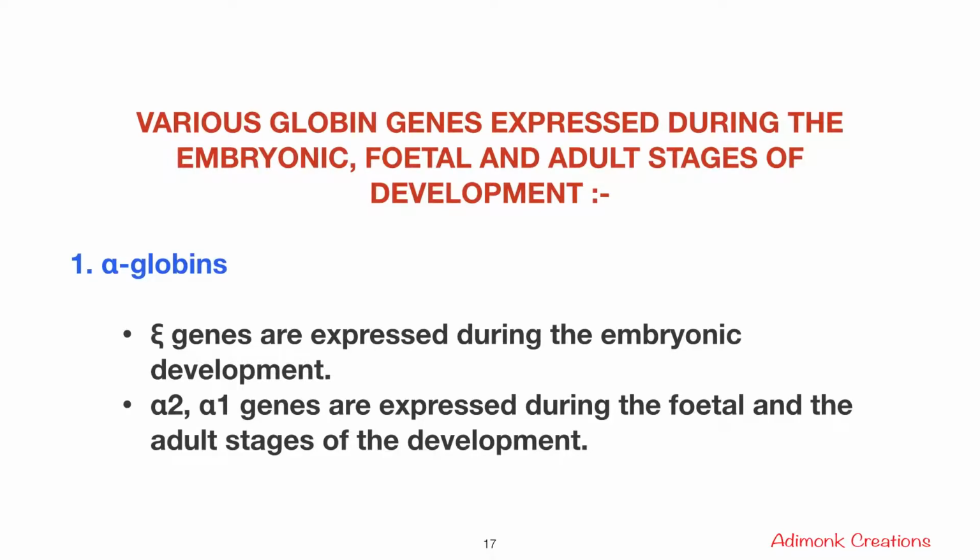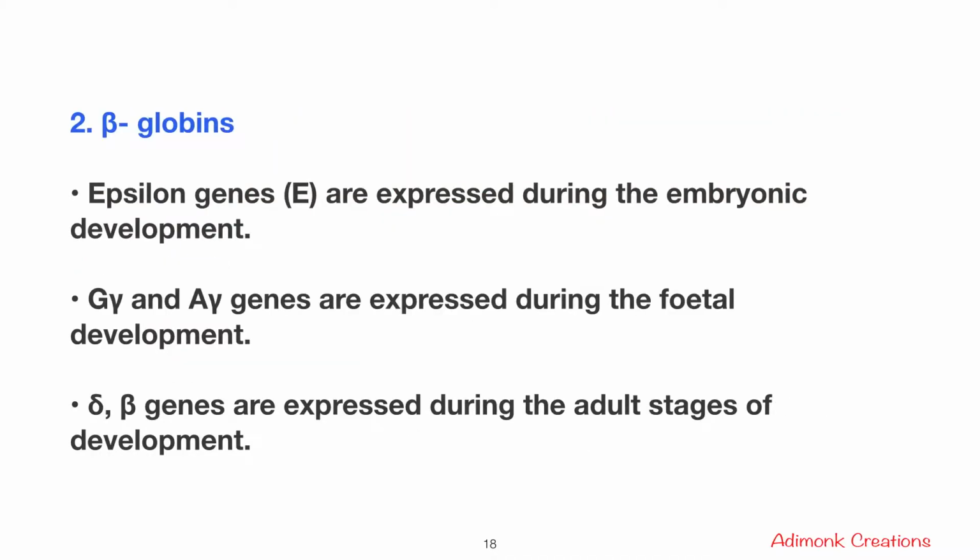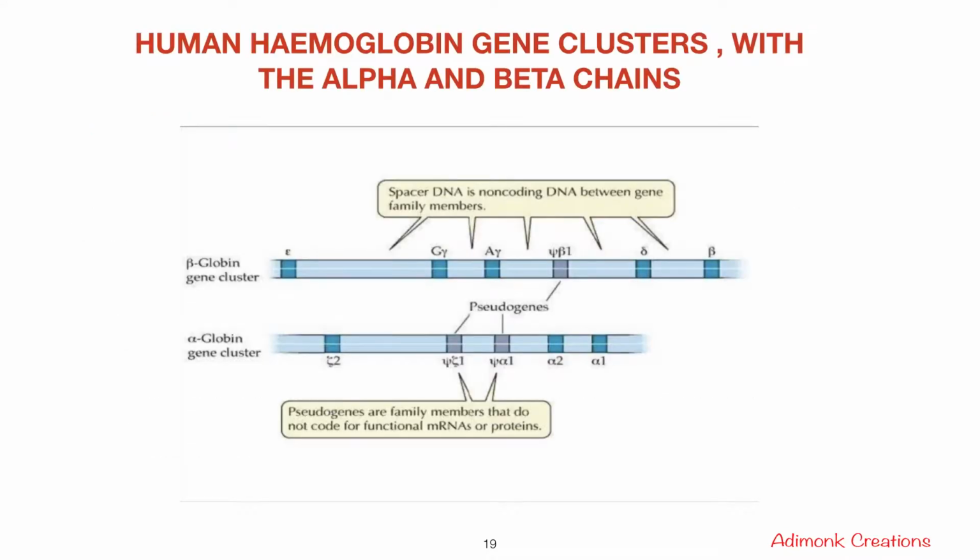Let's start with alpha globins. The zeta genes of alpha globins are expressed during the embryonic development, whereas the alpha 2 and alpha 1 genes are expressed during the fetal and adult stages of development. Second is beta globins. The epsilon gene of beta globins is expressed during the embryonic development, whereas G gamma and A gamma genes are expressed during the fetal development, and delta and beta genes are expressed during the adult stages of development.